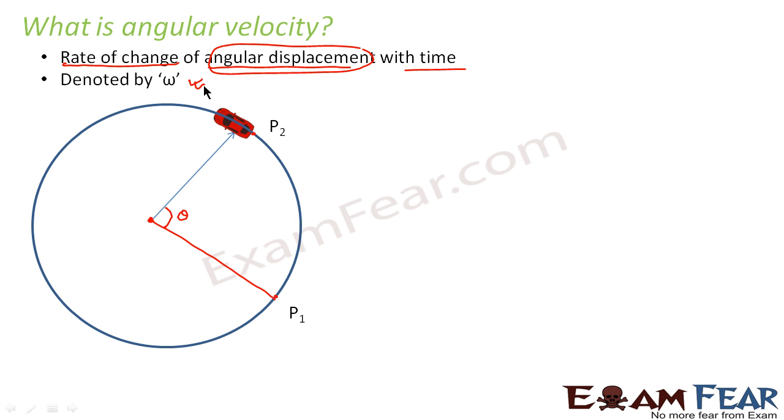So generally angular velocity is denoted by omega. We can say that omega is nothing but the change in angular displacement. This is known as angular displacement. When the car moves from P1 to P2, the distance from P1 to P2, from initial to final position, is the linear displacement. But the angle which it covers while moving from one point to another is referred to as the angular displacement. So the angular velocity is equal to the change in angular displacement divided by the time taken. This is the rate of change of angular displacement.